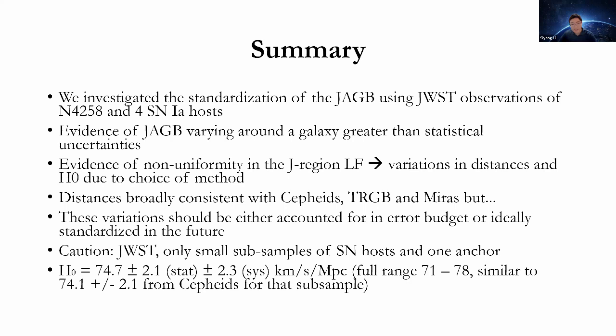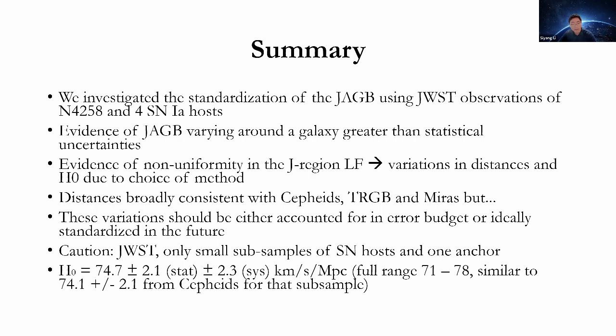Now, a word of caution is that for the study we presented here, we're really working with only a very small subsample of host galaxies. We only have 4 galaxies, as well as 1 anchor galaxy, NGC 4258. We find a median H0 out of all our variants of 74.7, and that agrees very well with the Cepheid H0s. But there is a full range of 71 to 78 that really depends on which method you choose. All in all, I think the JAGB does seem to be a very promising standard candle.